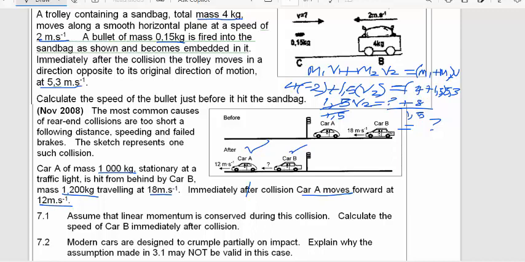Now, assume that linear momentum is conserved during this collision. Calculate the speed of car B immediately after the collision, right? So you know that car A, since it was stationary, its initial velocity will be 0.